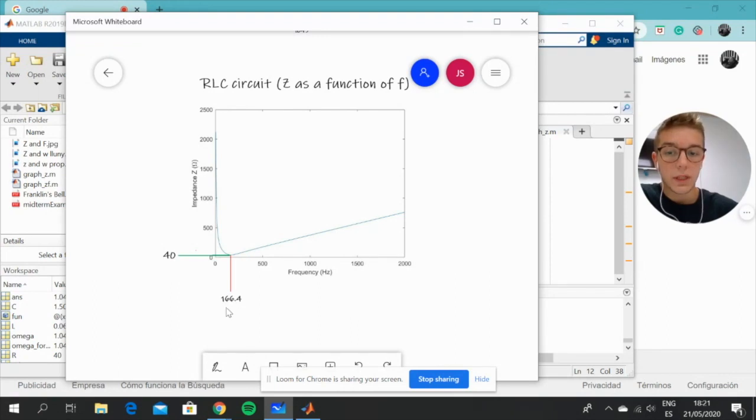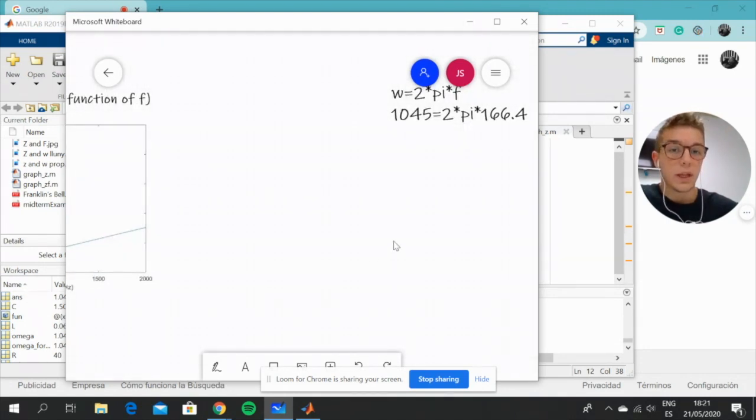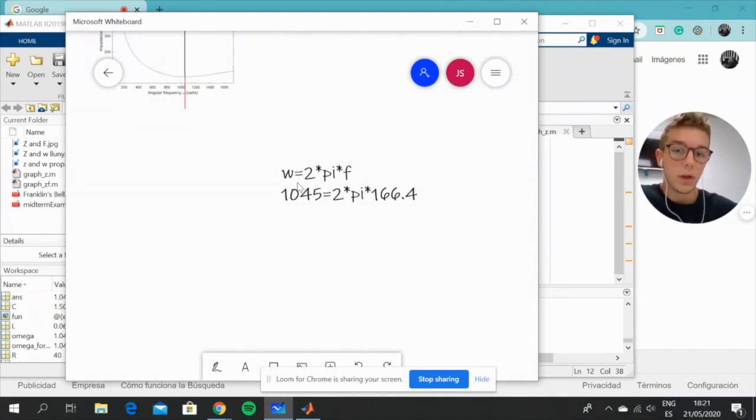We now get that this impedance is minimum at 166 Hz, and it gives us a value of Z of 40. This as well does make a lot of sense because it must give us the same value as before. And this frequency, can we check that it is true? Yeah, we actually can, because we before obtained 1045 as the omega. Now by simply substituting this value, we get that this equation is right.